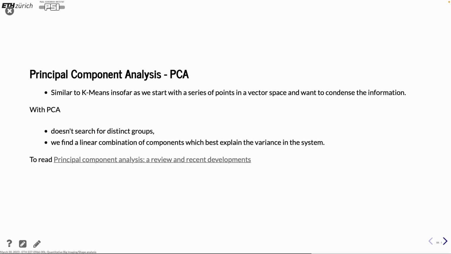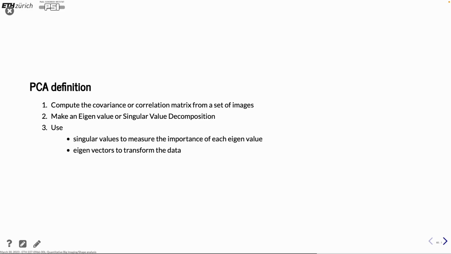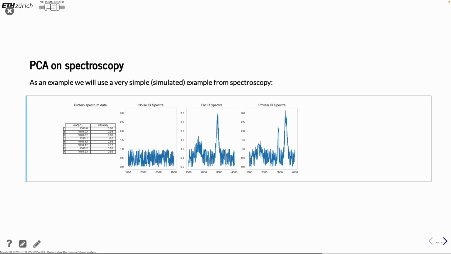You do, in principle, eigenvalue decomposition of the covariance matrix of the data. And in this case, we're talking about the covariance matrix between different observations. So it could be some spectral information. I said already, we compute the covariance or correlation matrix, then we do a decomposition, and then we look at the singular values from the decomposition, and we use the eigenvectors for transformation of the data. May sound a bit abstract to begin with, but let's look at an example.